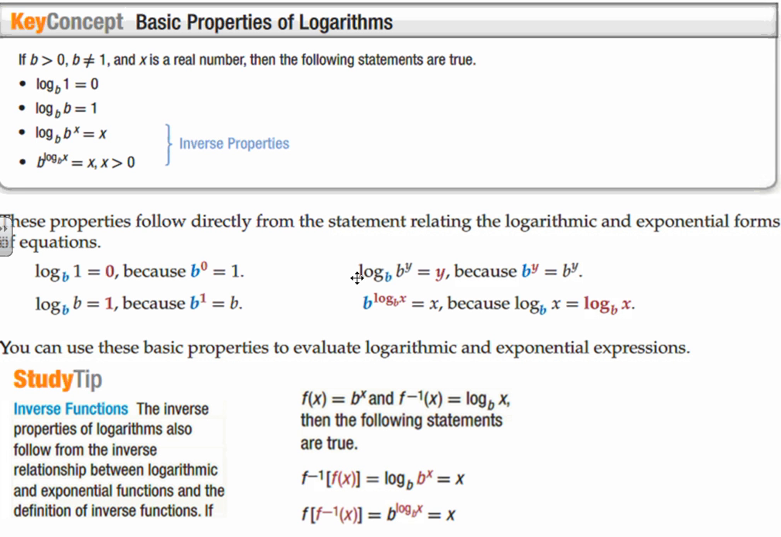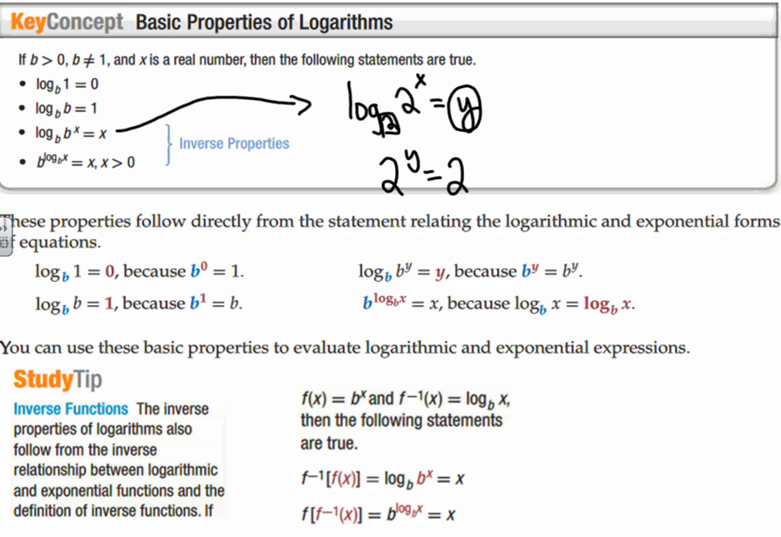These next two are called inverse properties, and we'll look at an example of those as well. First, let's look at this one, and I'll erase these when I'm done. Let's pick a base. Log base 2 of 2 to the x equals, let's say I don't know what it is, I'll say it's y. Then if I write that in exponential form, I get 2, this base down here, to the exponent y equals 2 to the x.